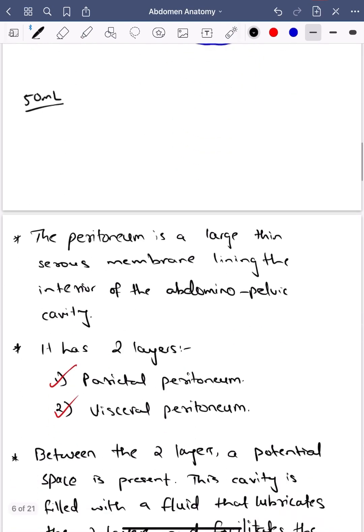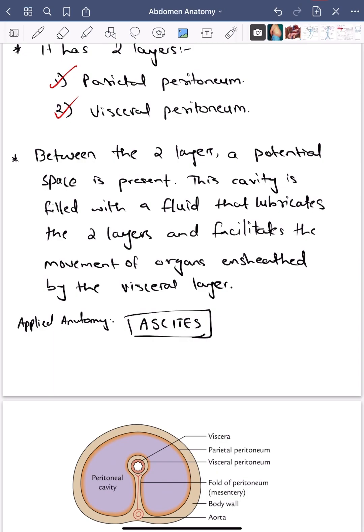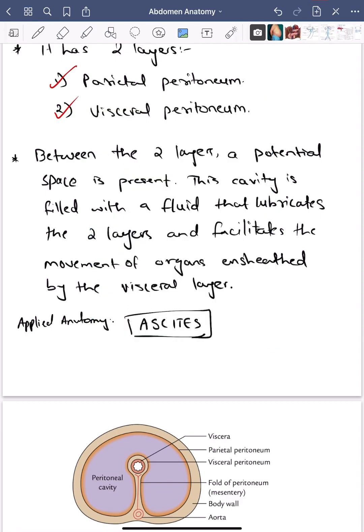fluid in the peritoneal cavity, and you can include that as applied anatomy. The excessive accumulation of fluid within the peritoneal cavity is called ascites, and it may be asked in your vivas, what is ascites? So it is the excessive accumulation of fluid within the peritoneal cavity, and if you want to have a clinical picture of how that looks, it's basically this, okay. So we've discussed the basics of peritoneum, and we've talked about the applied anatomy, that is ascites.